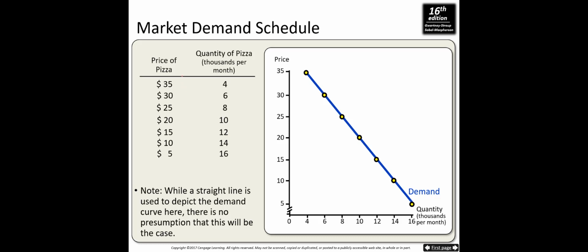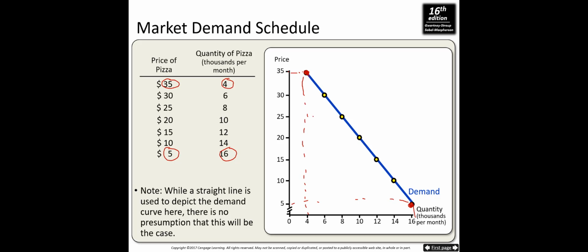This is the schedule, which is a table that shows the relation between price and quantities. At $35, for instance, you have 4,000 pizzas. You combine these 2 points, right? $35, and then here 4,000. This is your first point. And then let's choose $5 and 16,000, which is your last point. $5, 16,000 pizzas. This is your second point. You can combine these 2 points and draw the demand curve.